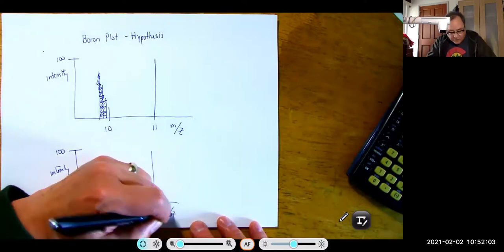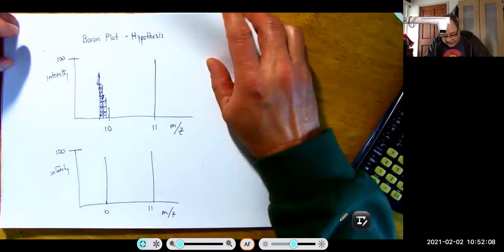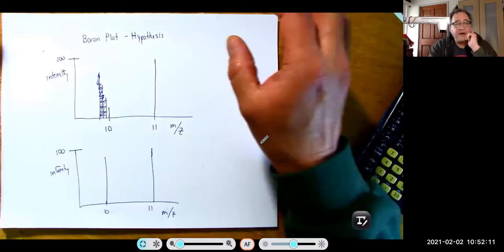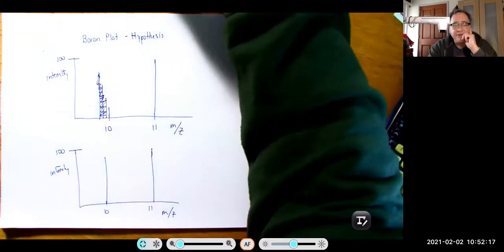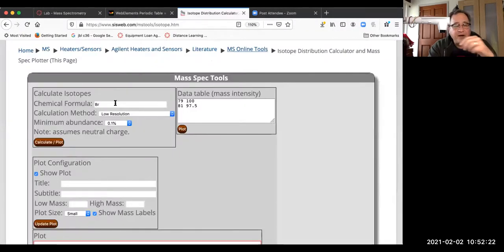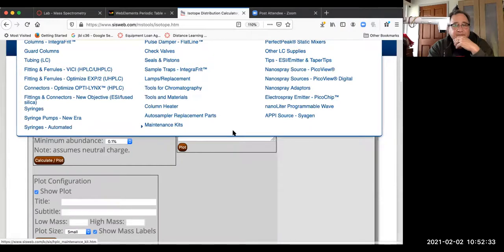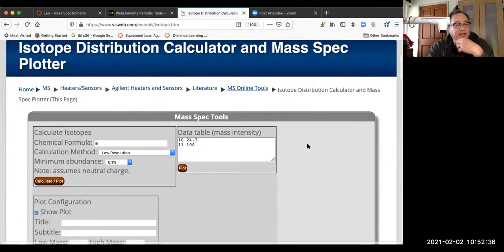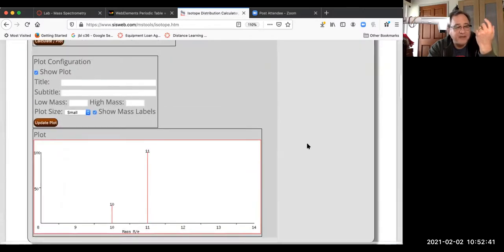So based on what I've drawn here, we're going to now take a look at the reality, and then we'll comment on this. So I'm going to switch my screen back to the browser. I'm going to go to the distributor, and here I'm going to type just the letter B, enter, and let's see what we get. Oh, look at that. 10 is 24.7 and 100. And take a look at that spectrum.